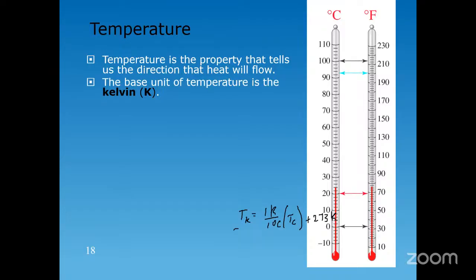In other words, if you have two objects connected to each other, and one is hotter than the other one, then the heat flow would be from the hotter object to the cooler object. That always happens, right? So that's what temperature is all about.